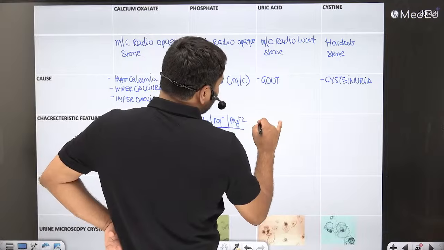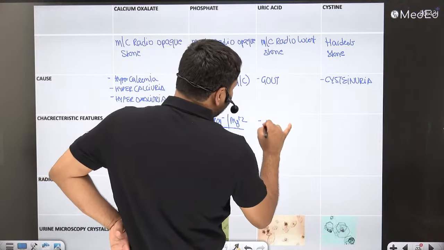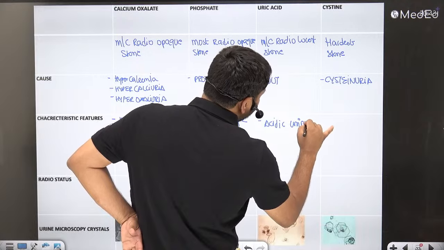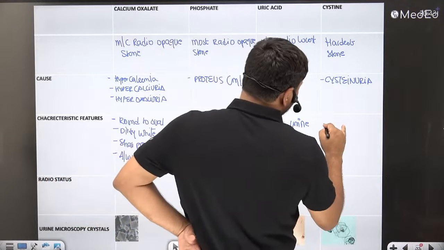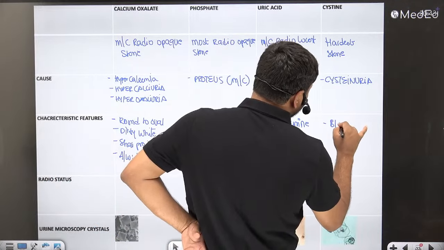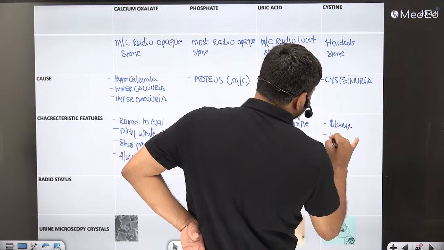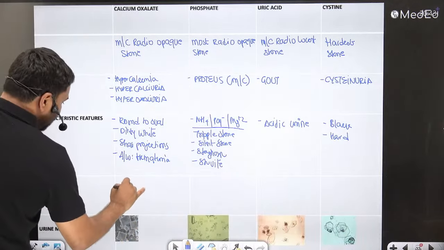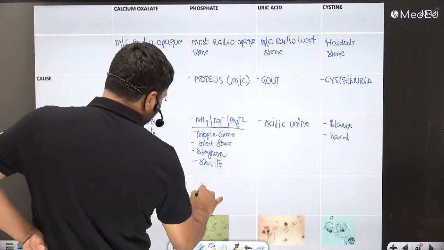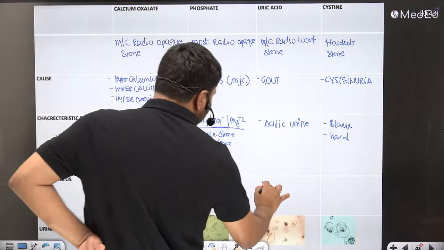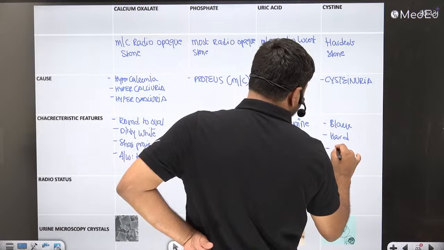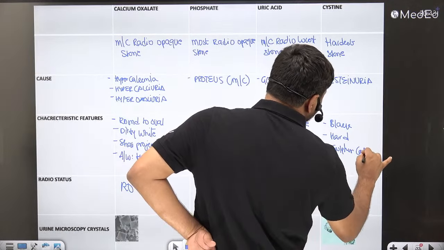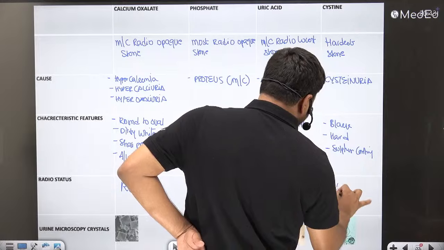Uric acid stones, on the other hand, are formed in an acidic urine. The cysteine stones are going to be dirty black in color and hard in texture. Now, when you talk about the radio status, these are radio opaque. This is also radio opaque. This is radio lucent. Now, cysteine contains sulfur. It is a sulfur containing stone, and we all know sulfur is radio opaque.